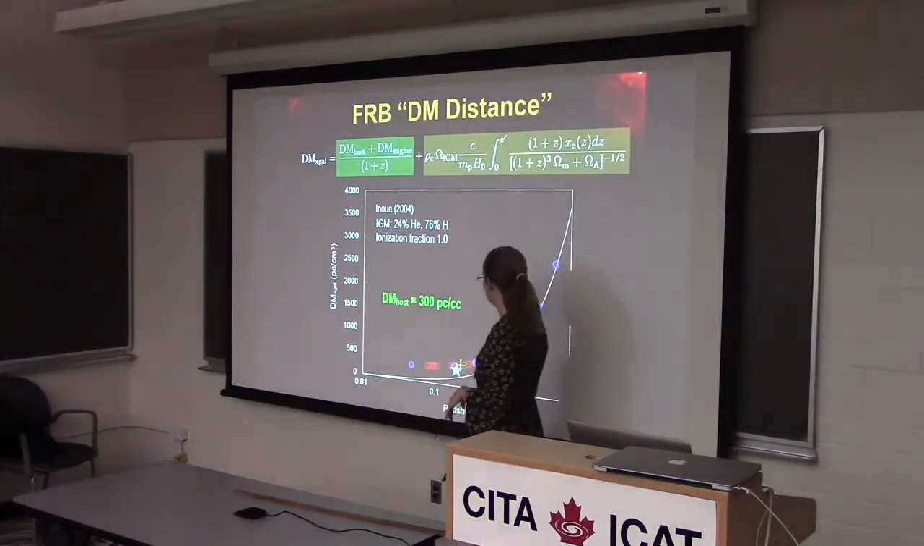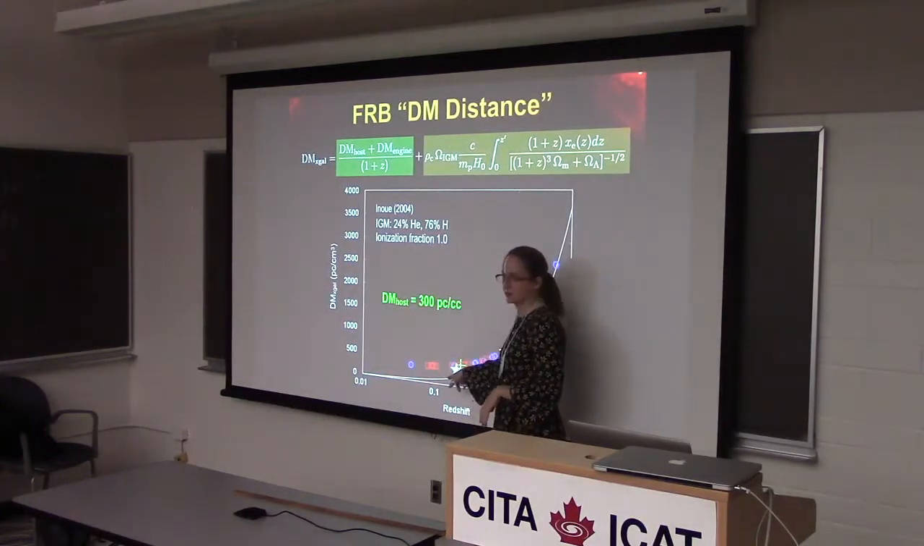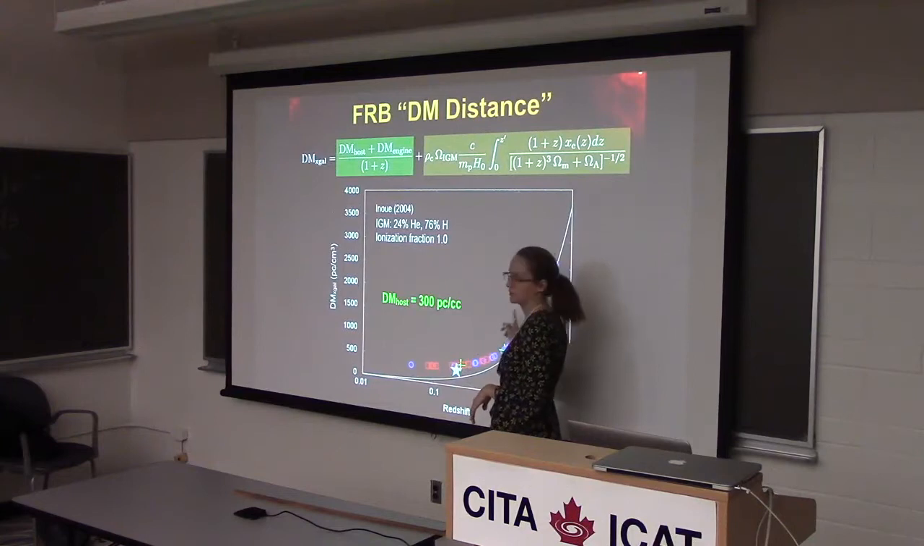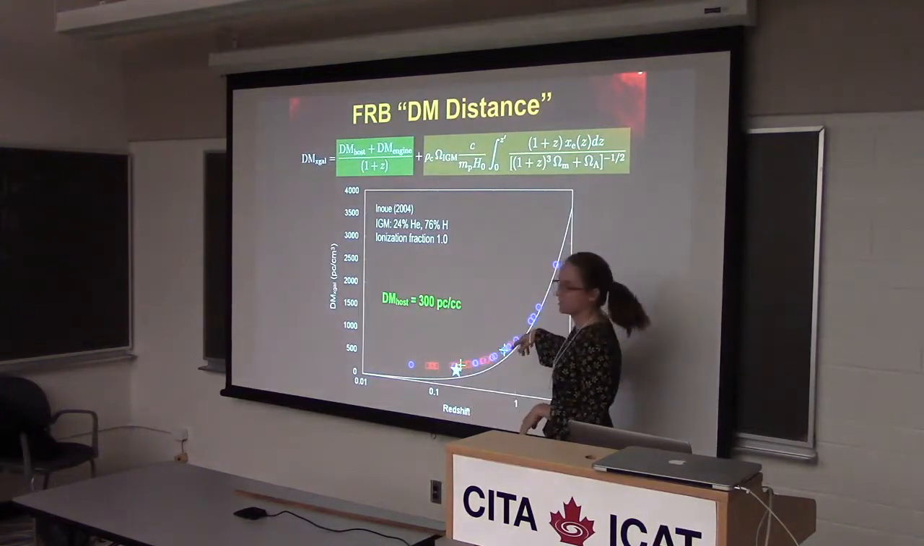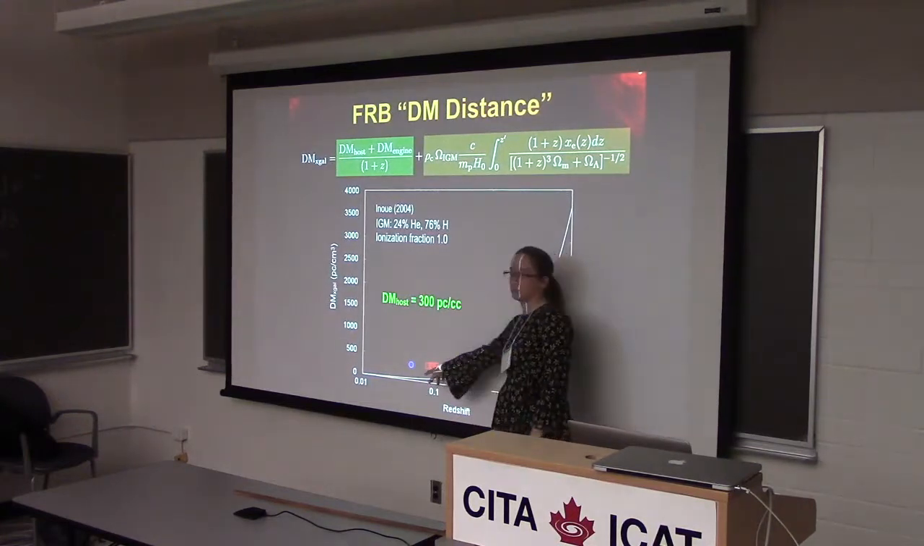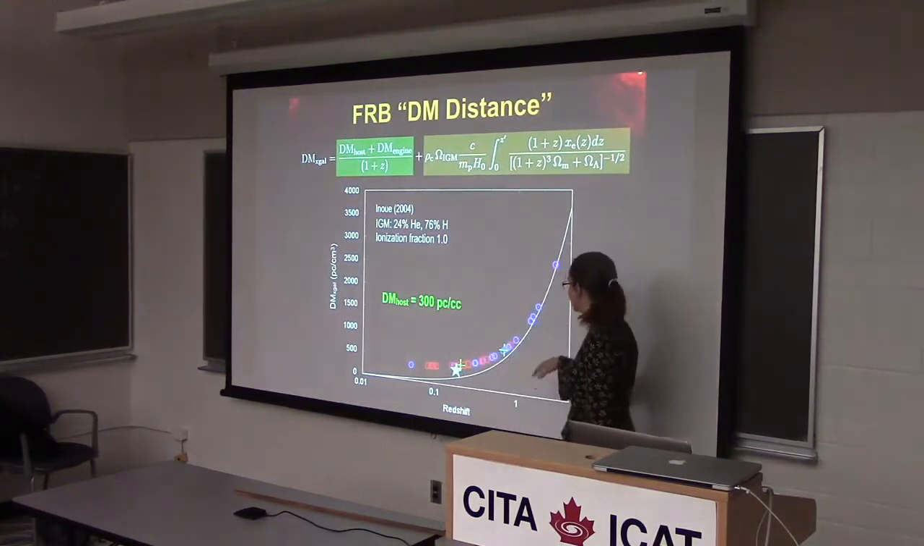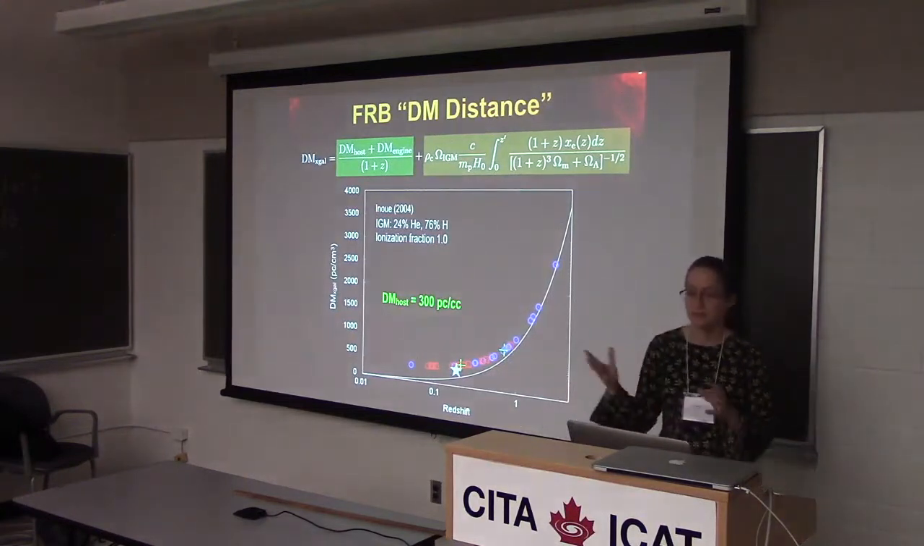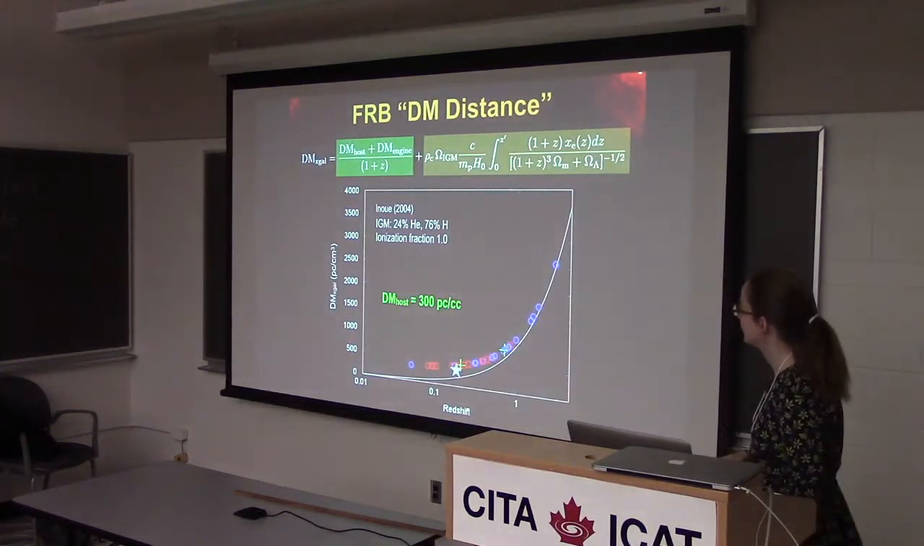I also note that here's this little star as the repeater. These colors are indicating different instruments. So the blue ones are Parkes, the red ones are ASKAP. You can see ASKAP preferentially detecting lower DM bursts. Parkes is preferentially detecting slightly higher ones. And I'll get back to that later.